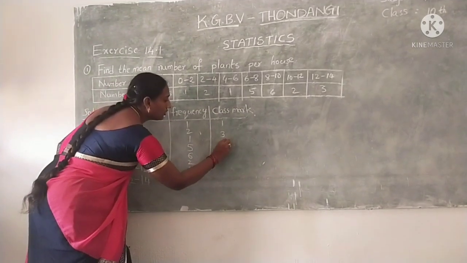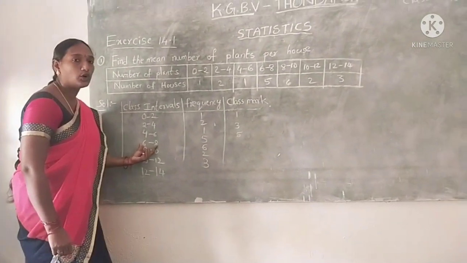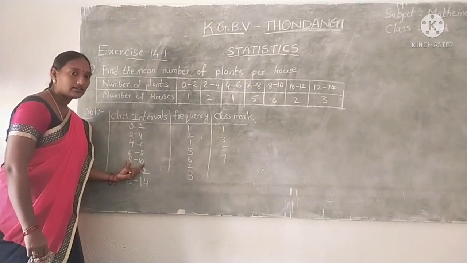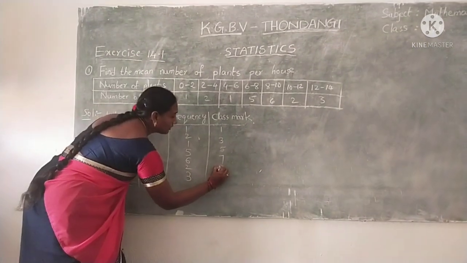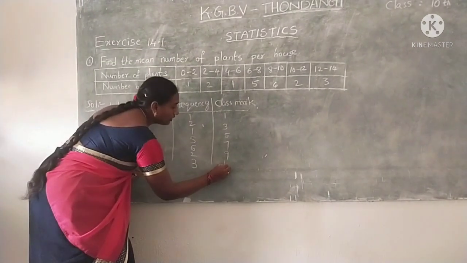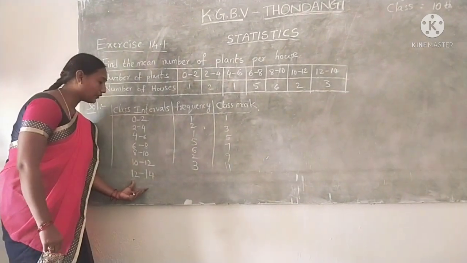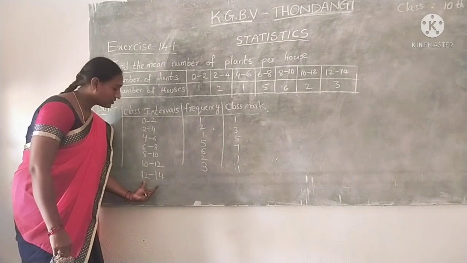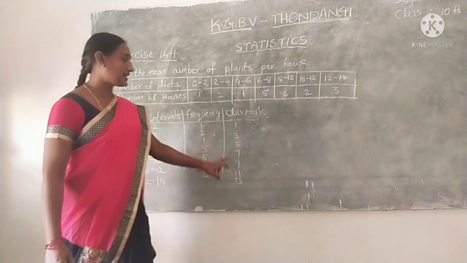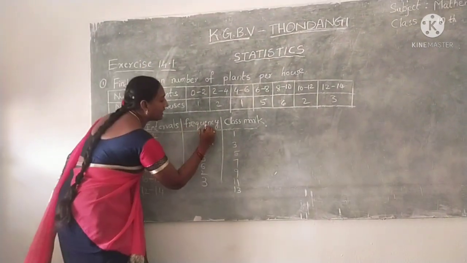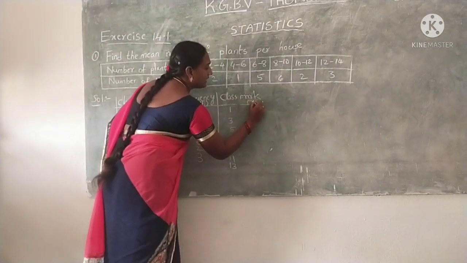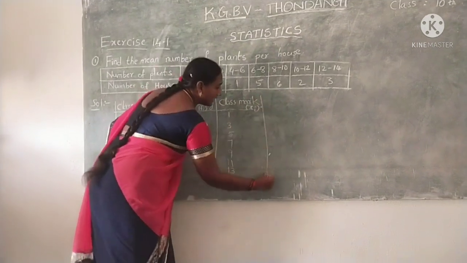10 by 2, 5. 6 plus 8, 14; 14 by 2, 7. 8 plus 10, 18; 18 by 2, 9. 10 plus 12, 22; 22 by 2, 11. 12 plus 14, that means 26; 26 by 2 is 13. Here these are the class marks. So frequency is indicated with Fi and class mark is indicated with Xi.